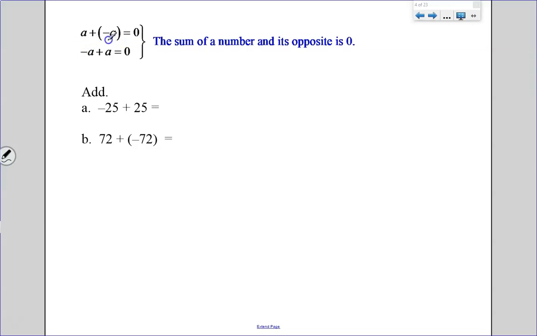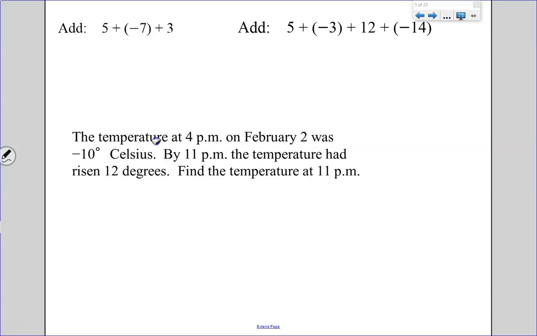Here, a is representing any number. For example, if I have negative 25 plus 25, that's going to give me a 0. If I have a positive 72 and a negative 72, that's also going to give me a 0. It doesn't matter if the first number listed is negative and the second number listed is positive, or the first number listed is positive and the second number is listed as negative.